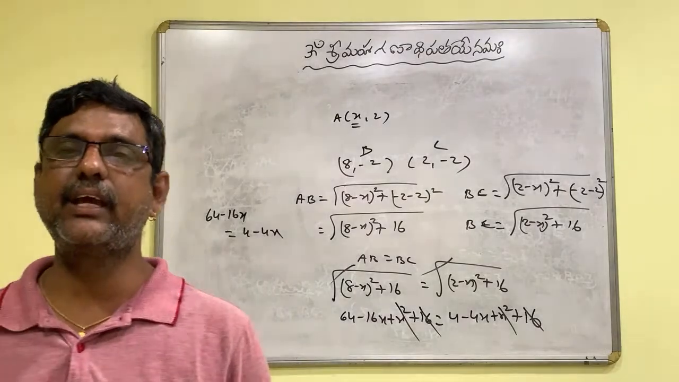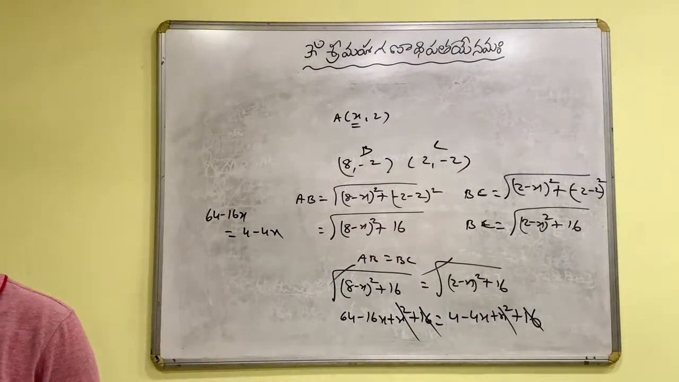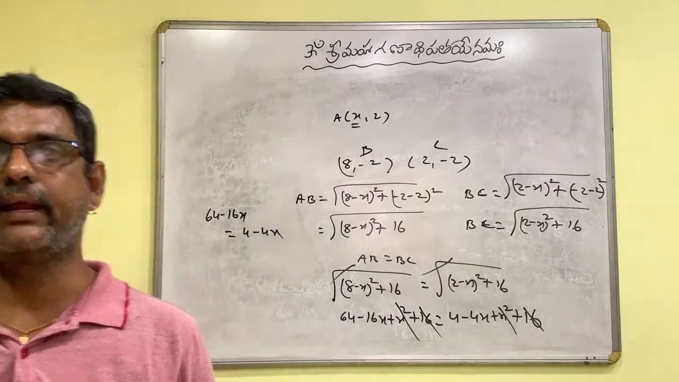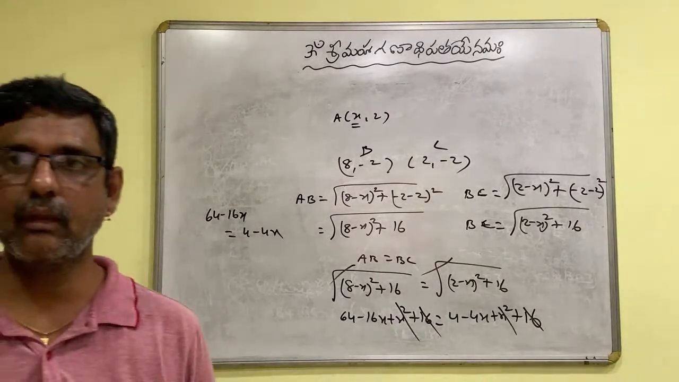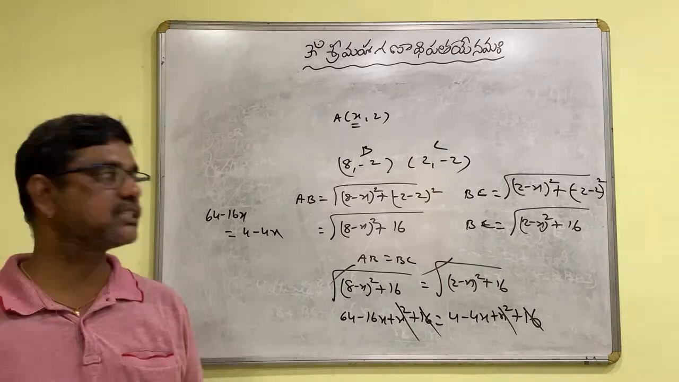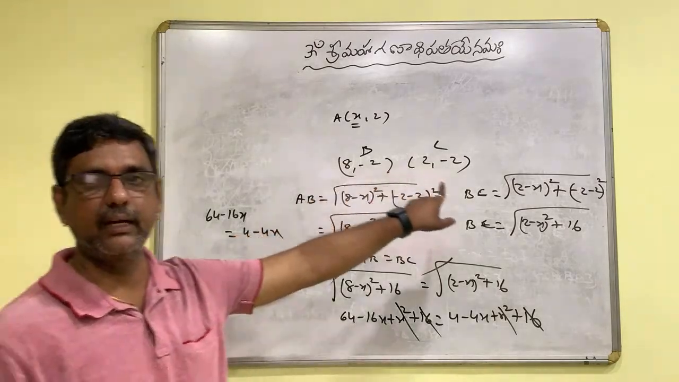Point A is equidistant from B and C. Find the value of x. Very important model. Okay na? Calculate the distance between AB. Calculate the distance between AC.